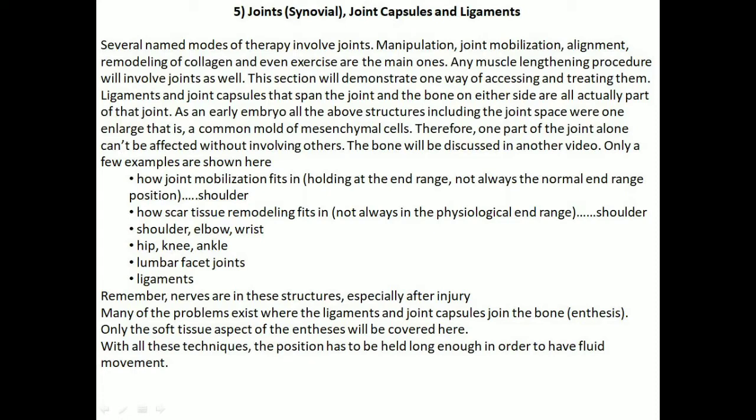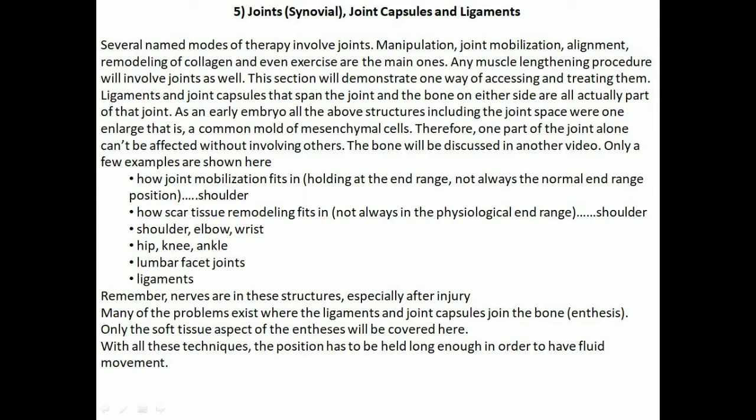Ligaments and joint capsules that span the joint and the bone on either side are all actually part of that joint. As an early embryo, all these above structures, including the joint space, were one enlarged, common mold of mesenchymal cells. Therefore, one part of the joint alone can't be affected without involving others. The bone will be discussed in another video. Only a few samples are shown here.